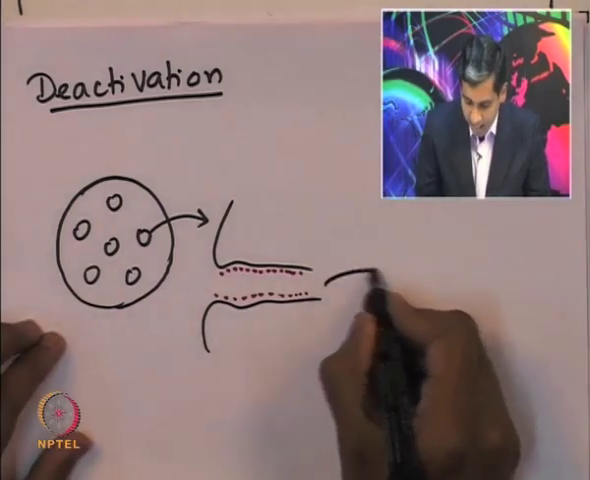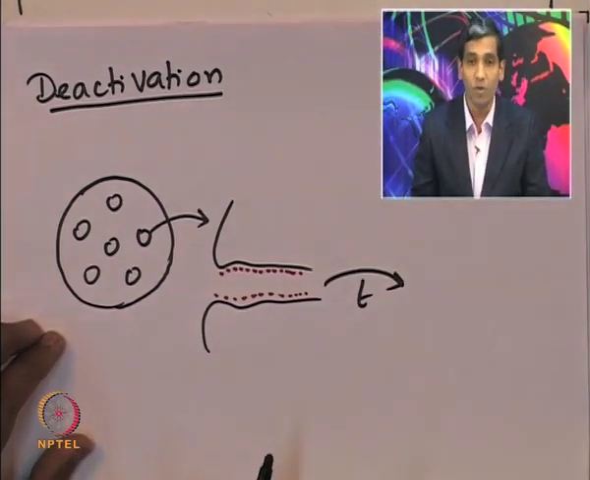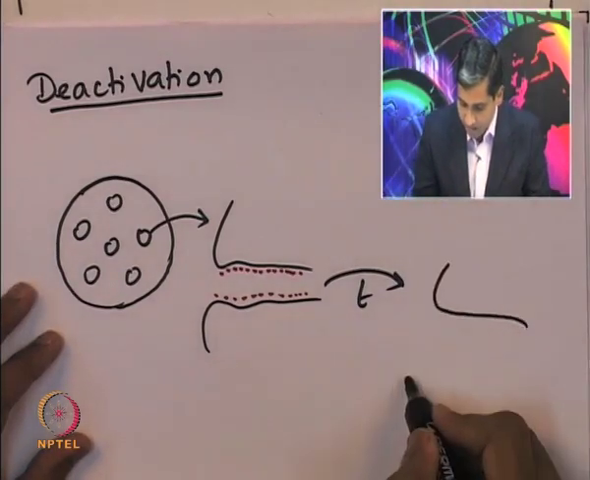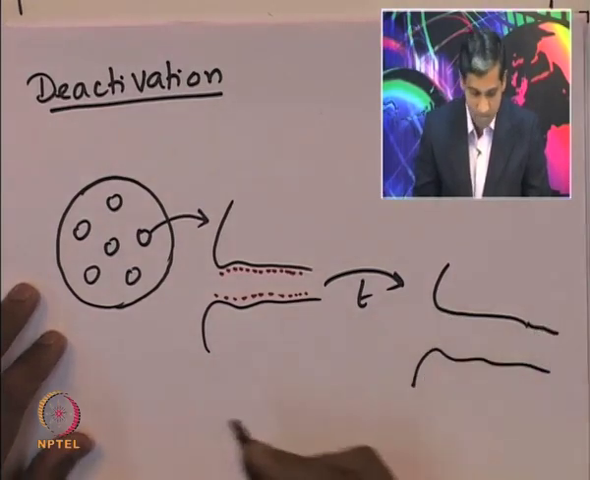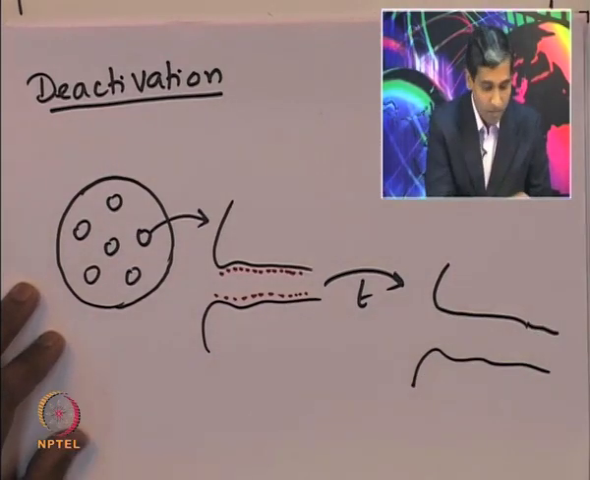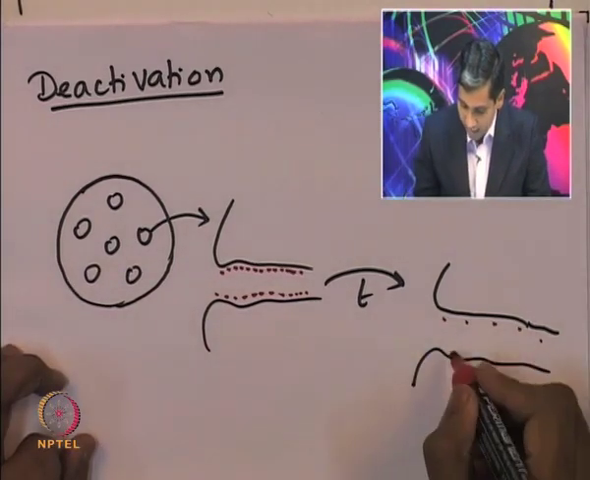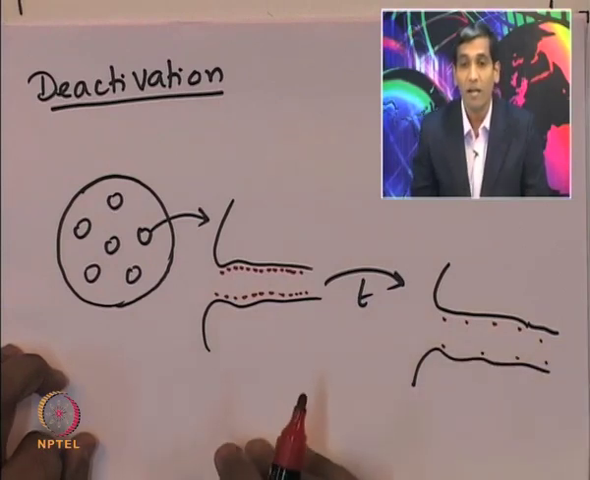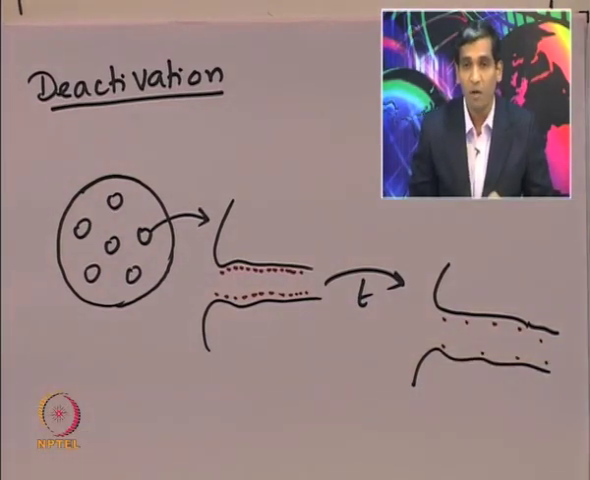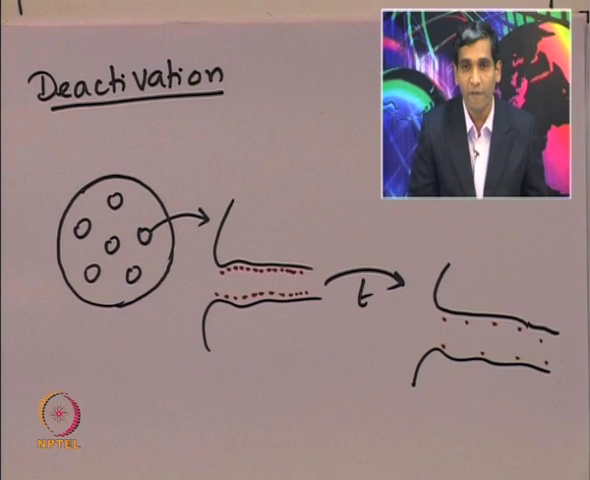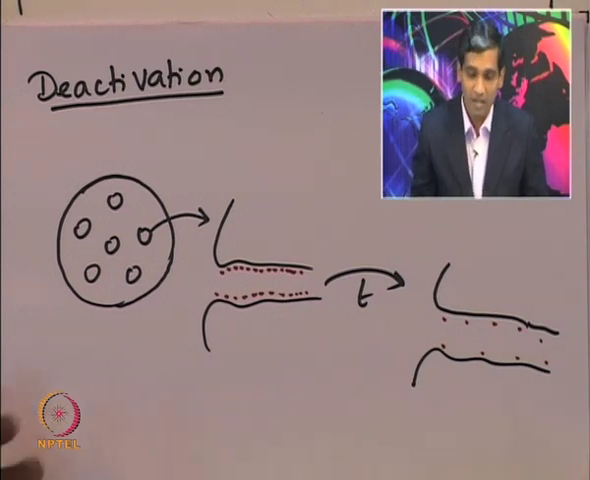Now, after the catalyst is used for a certain time, for various reasons, these active sites reduce in number. You can see that the number of sites available for adsorption of the reactant species for the reaction goes down as a function of time. This process of loss of the catalytic sites for the reactants to adsorb and to facilitate the catalytic reaction is what is called catalyst deactivation.